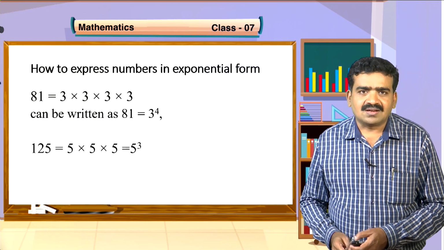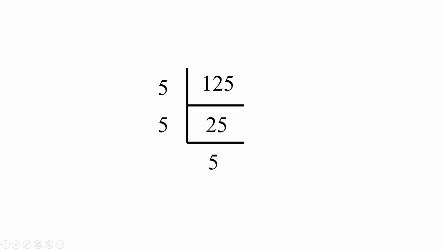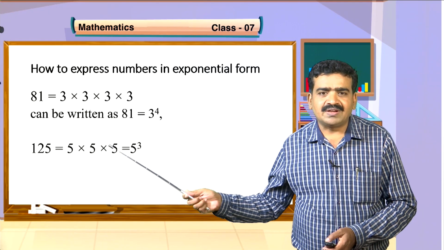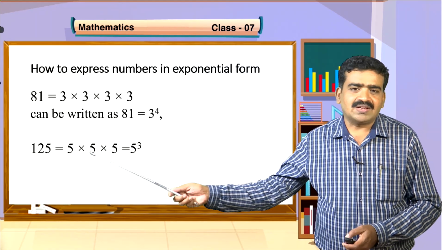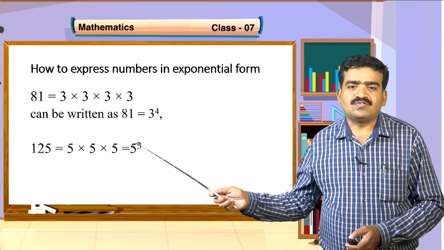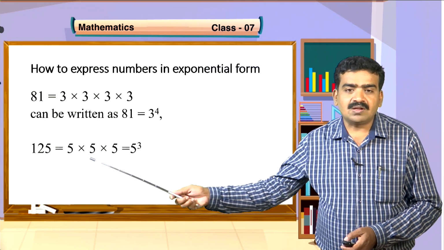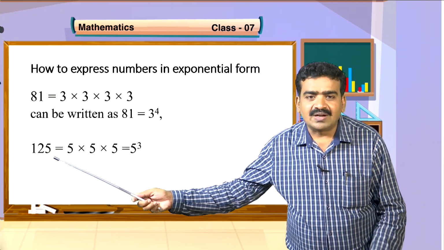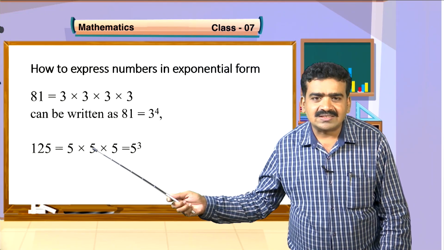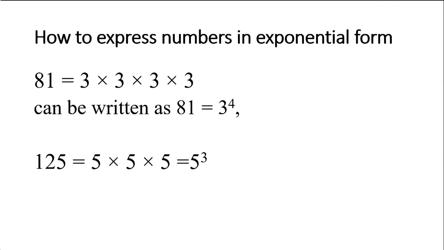Now, come to another number, 125. If you divide 125 by 5, it is going to be divided 3 times, that is 5 into 5 into 5, which is 5 cube. If you multiply these 3, we will get back 125, because 5 5s are 25, 25 5s are 125. Therefore, the exponential form of 125 is 5 to the power of 3 or 5 cubed.